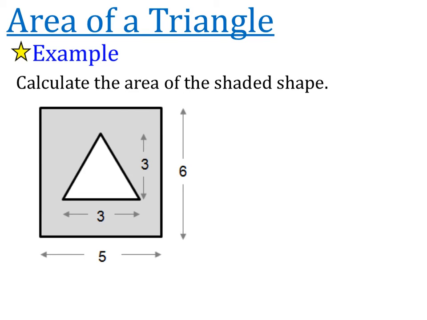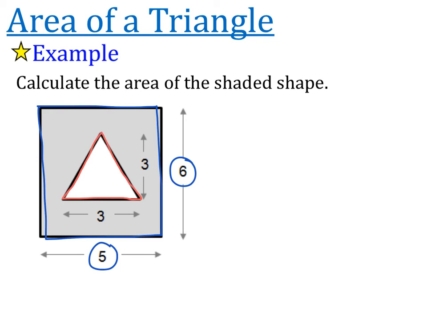So this shape is slightly different. It's actually been cut away from the original shape to make it even smaller. So it says calculate the area of the shaded shape. So we want to find out how big is that gray part that's inside the rectangle. So hopefully you can see there's this giant rectangle here, 5 by 6. We've got 5 across here and 6 over here. And then we've got a triangle inside, which has actually been cut out and thrown away.